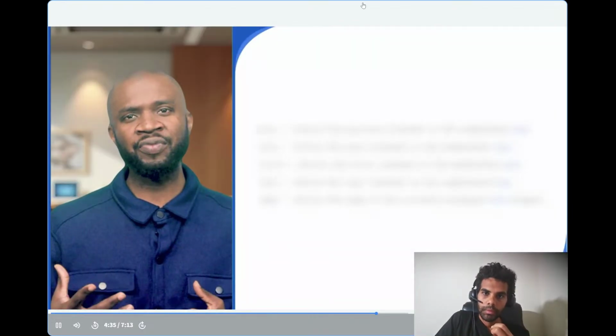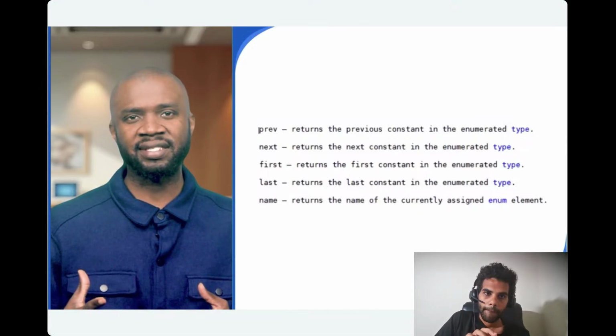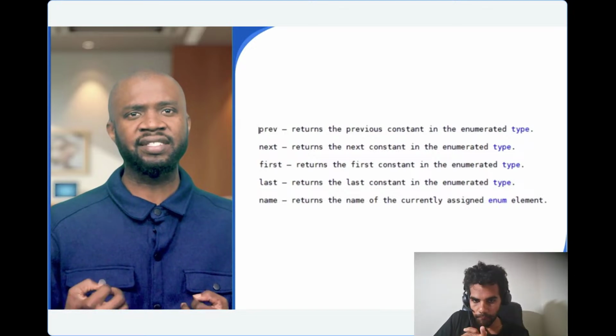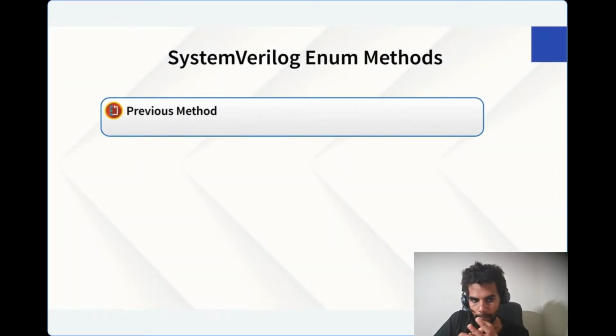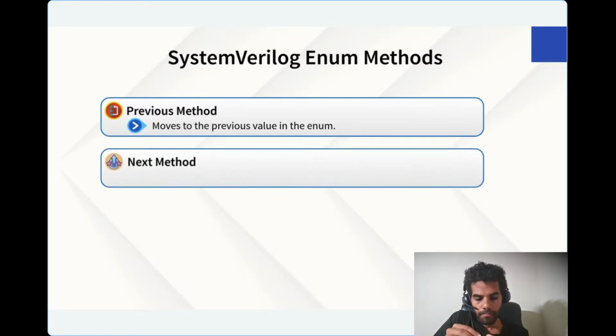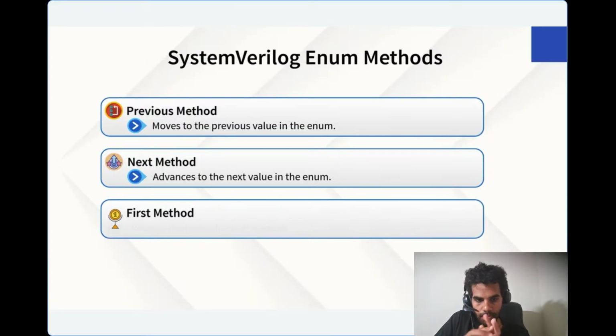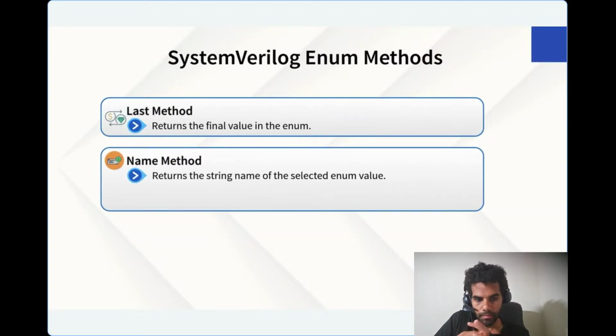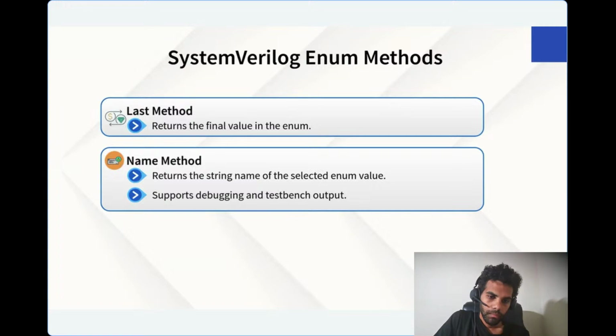When we create an enumerated type in SystemVerilog, it automatically provides a set of useful methods for working with enum values. These methods include the prev method, which lets us move to the previous value in the enum list, while next advances to the next value. If we need to jump to the boundaries, first returns the very first enum value, and last returns the final one. Finally, the name method returns the string name of the currently selected enum value, which is especially useful for debugging and readable output in test benches.